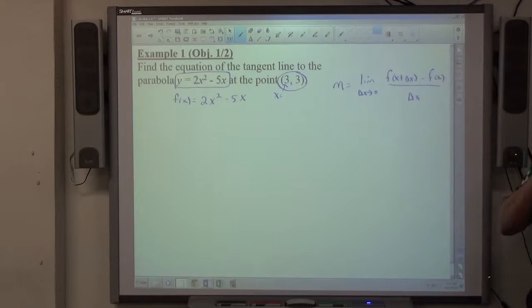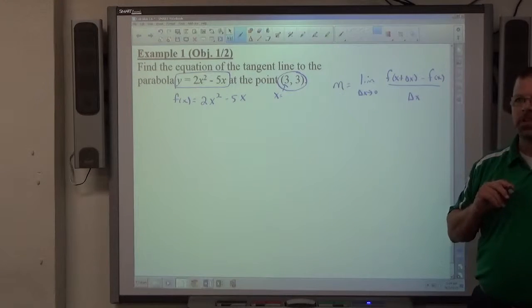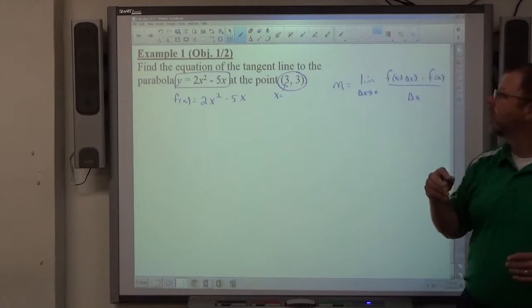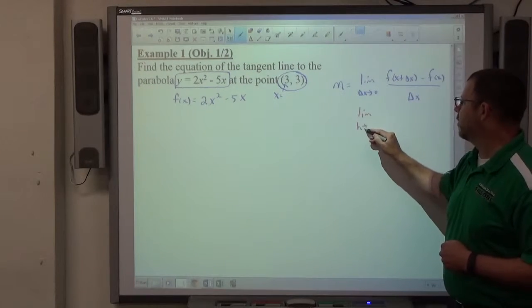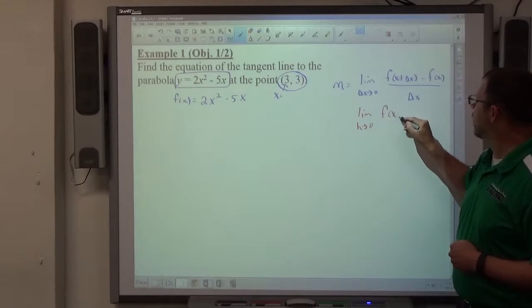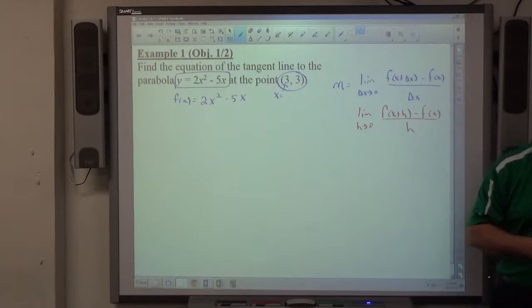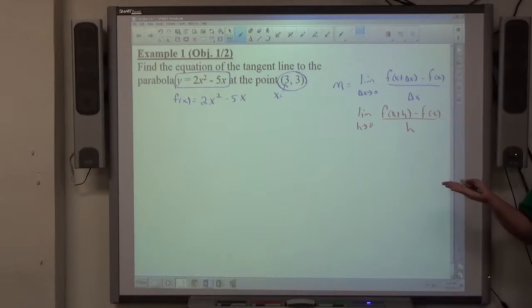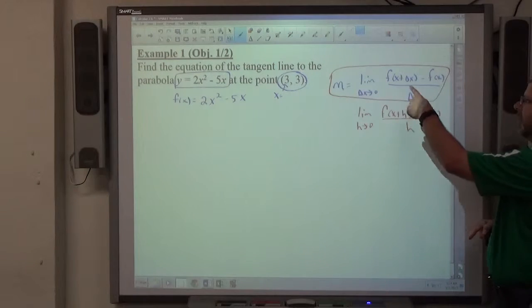Some people get bothered by delta x. It's a little bit bulky to write. It's fine if you don't like delta x, you can make it some other letter. I'm going to call it h: the limit as h approaches 0 of f of x plus h minus f of x all over h. That works too. I like h, so let's just go with h. That's the official definition of derivative, but delta x can be any letter.